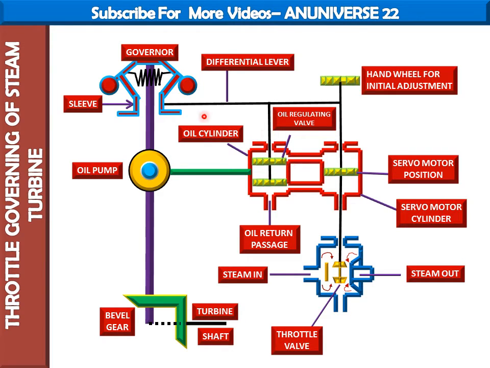If this differential lever moves up, then this pilot piston moves up and this relay system piston moves down. Due to its upward movement, this valve becomes open and oil from the oil pump starts flowing through this valve, and it forces this relay piston to move down. When it moves down, it shifts the position of the throttle valve, and the oil goes out through this oil return passage.